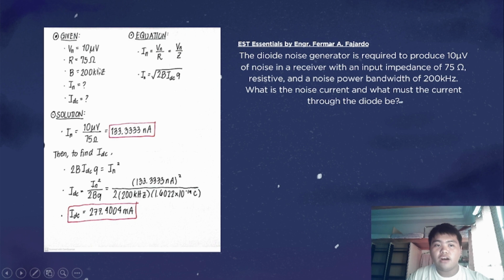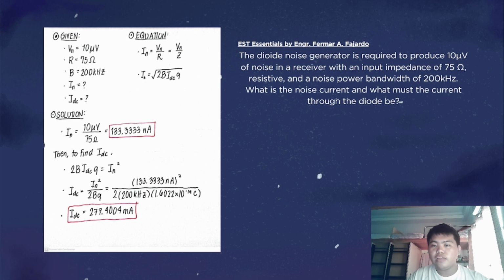So we have the given V sub n equal to 10 microvolts. We have the input impedance of 75 ohms. We have the given noise power bandwidth of 200 kilohertz. And we need to find the two unknown values. We all know that in Ohm's law the current is the ratio of voltage to the impedance, or simply resistance in DC analysis. So we can express I sub n as V sub n over R, or V sub n over Z, which is the input impedance.